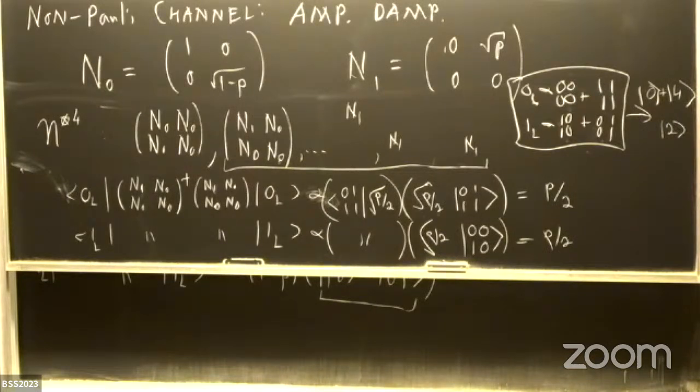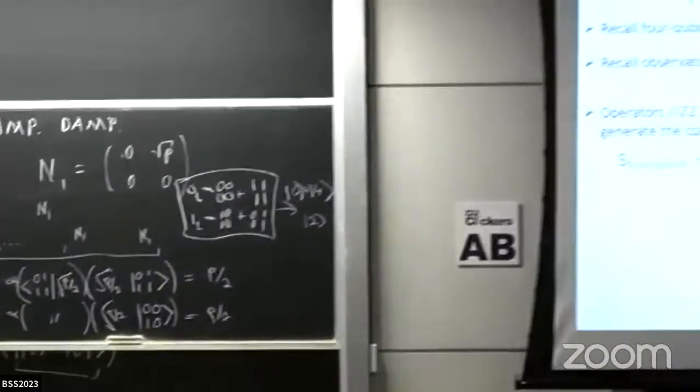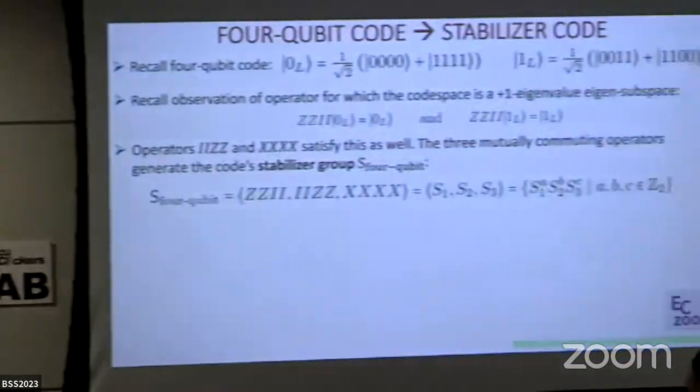So what else is interesting about those three operators? Well, they commute with each other. And because they're Paulis, they form a group. That's fine. So what's a group? There's inverse, there's identity, and group multiplication. Multiplying two things gives you the same thing in the group.